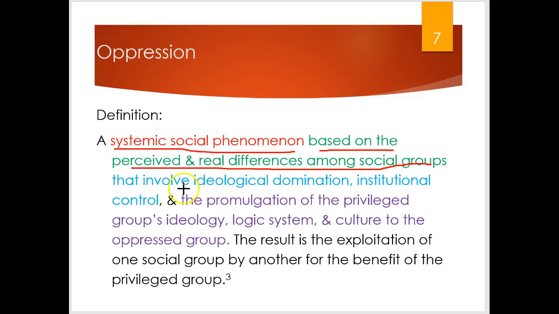Third component of oppression is that it involves ideological domination and institutional control. An example of institutional control is with our voter ID laws. We have recently started requiring more and more identification that for some is harder to get, as a way to limit those who vote. Another example of institutional control is the fact that we kept gays and lesbians from marrying same-sex partners for so long.